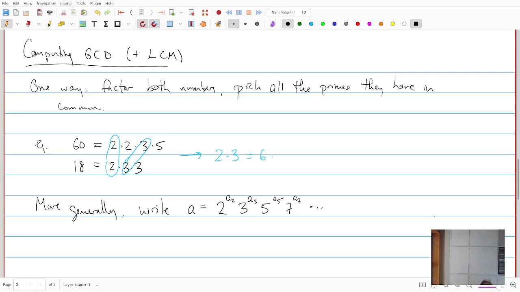Conceptually, this is infinite, although only finitely many of these powers will be non-zero, right? So for example, with 60, I would have a 2 here, and a 1 here, and a 1 here, and all the rest would be 0. So 60 equals 2 squared times 3 to the 1 times 5 to the 1 times 7 to the 0 times 11 to the 0 times dot, dot, dot.